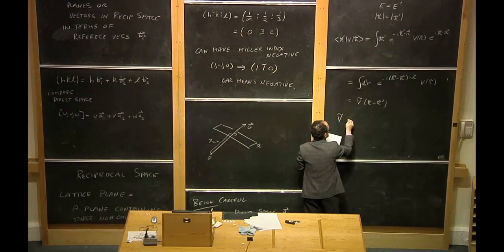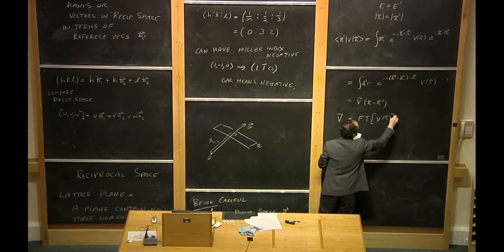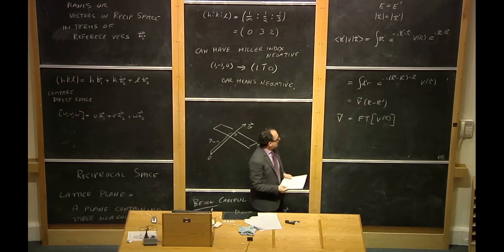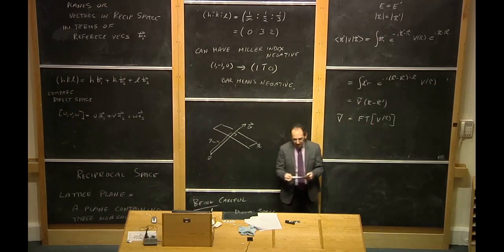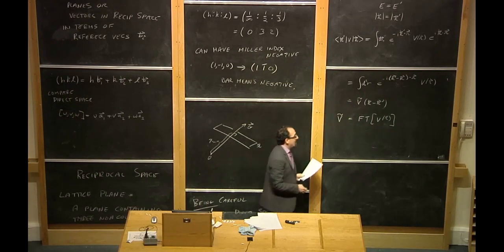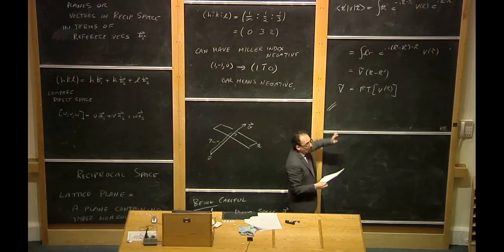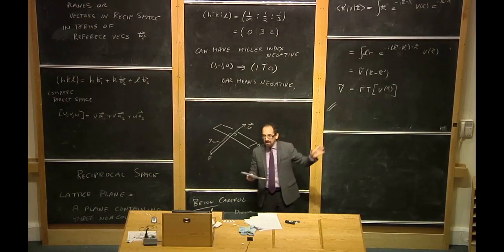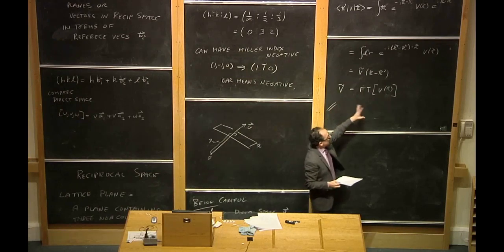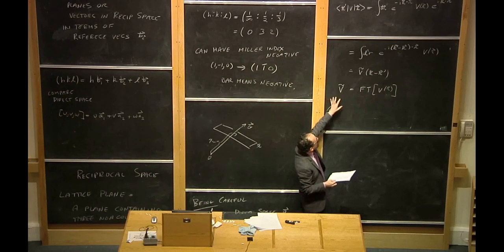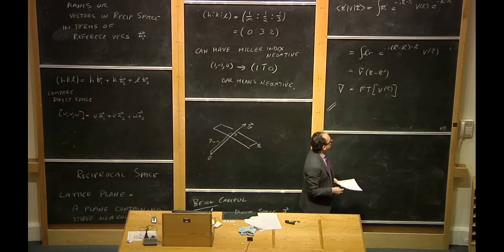V twiddle equals the Fourier transform of v of r. This is a very, very general rule: the scattering amplitude from k to k prime is just the Fourier transform of the scattering potential. That almost always holds true for anything you're going to do scattering experiments on. Using Fermi's golden rule, the scattering amplitude from some k to k prime is just the Fourier transform of whatever the scattering potential is.